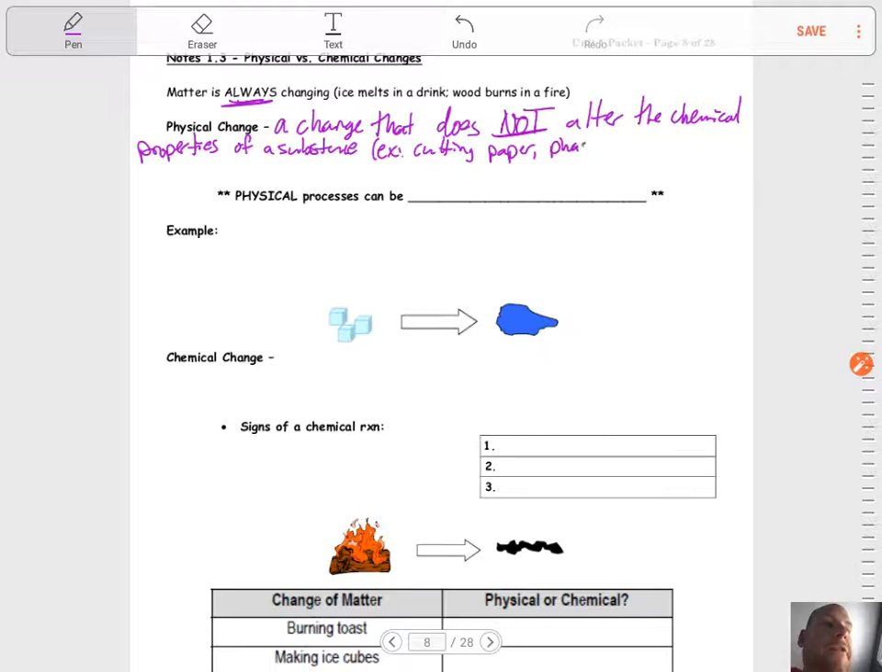Another example would be a phase change. Going from solid ice to liquid water is still the same substance, still H2O, whether it's solidified, held together, or broken up a little bit in the liquid state. It's still water. You can get it from solid to liquid very quickly. Again, it's a change that does not alter the chemical properties of a substance, something like a change in size or shape. The big thing you want to remember, guys, with a physical change is it's the same composition.